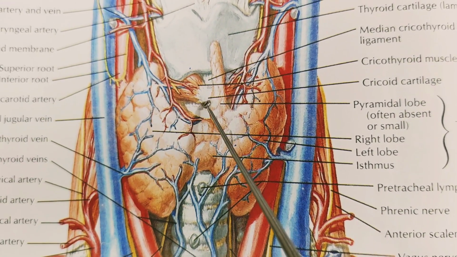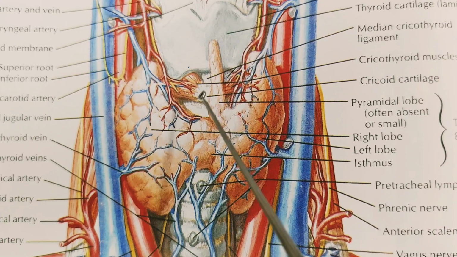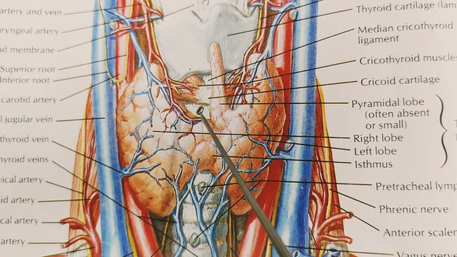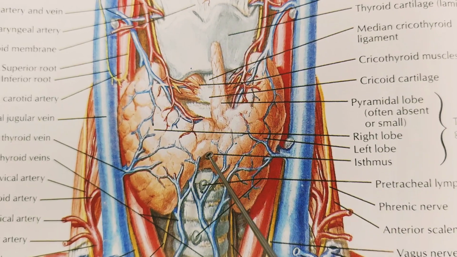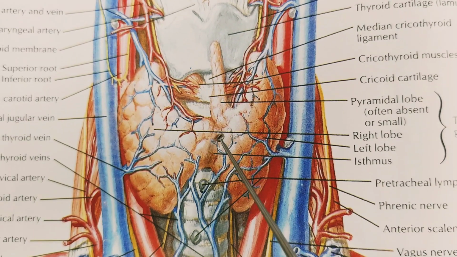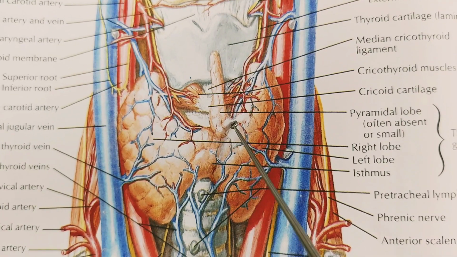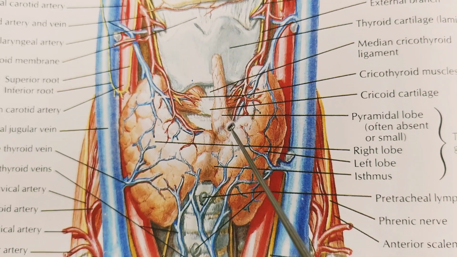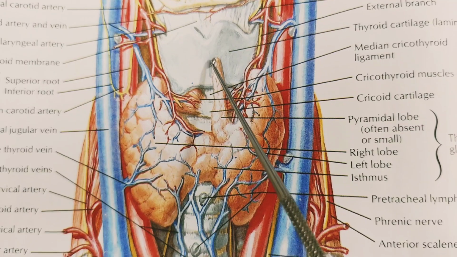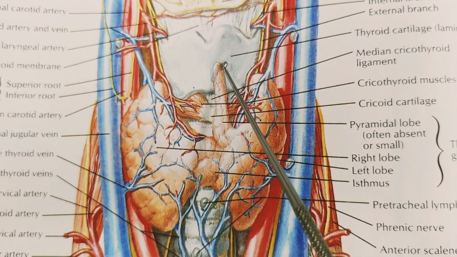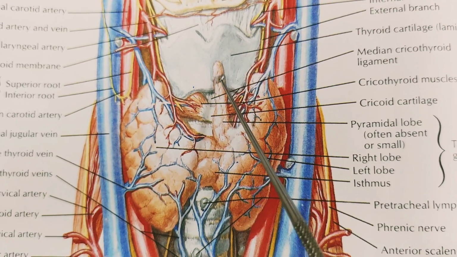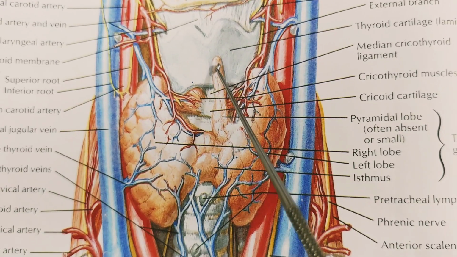Here is the cricoid cartilage. Here is the first tracheal ring. The isthmus is located over the second, third, and fourth tracheal ring. Sometimes there is an additional lobe found in the isthmus projecting upward up to the thyroid cartilage. This is known as the pyramidal lobe.